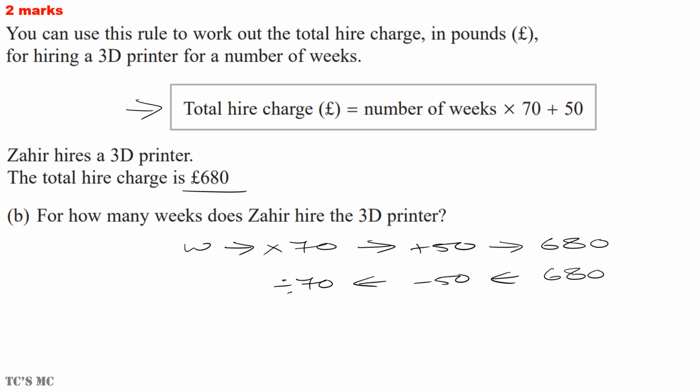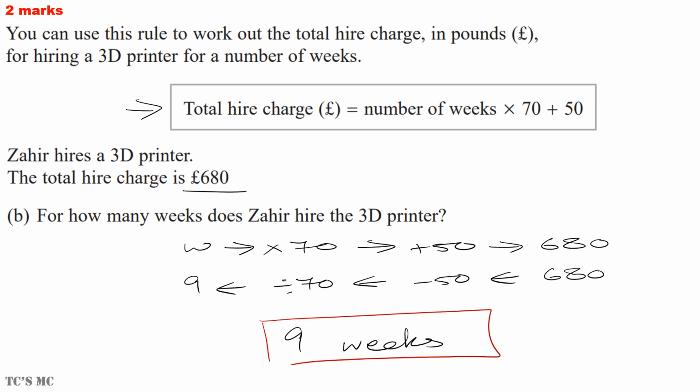680 subtract 50 is 630. Divide by 70 and we get 9. This would get me 1 mark for method. My answer is then 9 weeks. Questions like this, you must write out method.